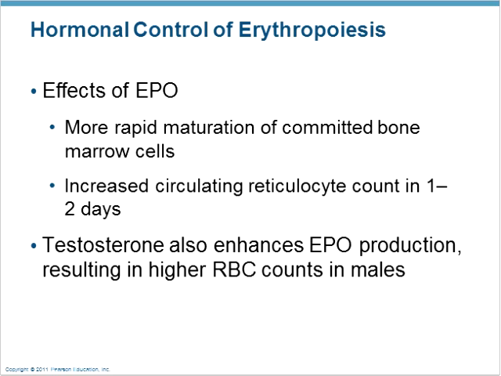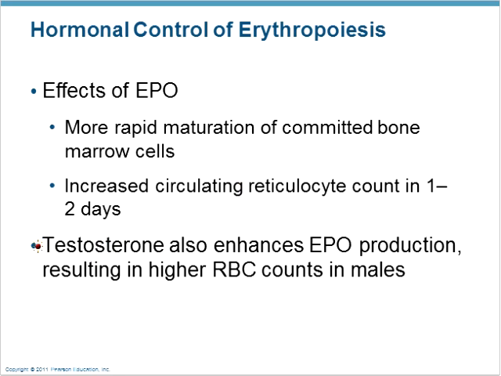We talk about effects of erythropoiesis. It's more rapid whenever we have hormonal control. The EPO, erythropoietin, causes a more rapid maturation of those committed bone marrow cells, those red blood cells, and it increases the circulatory reticulocyte count in 1 to 2 days. The bone marrow starts to push out less mature red blood cells, and some of those are reticulocytes. They have the ability to move oxygen. They're not as good, they're not mature, but they still have some of those nuclear remnants that we talked about.